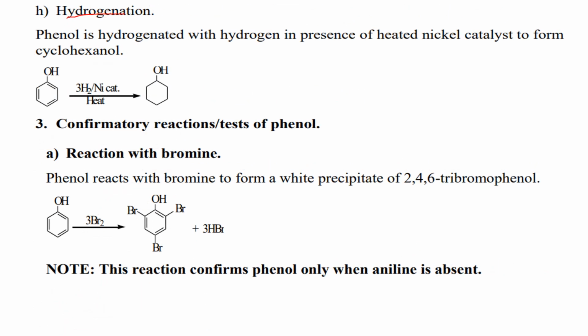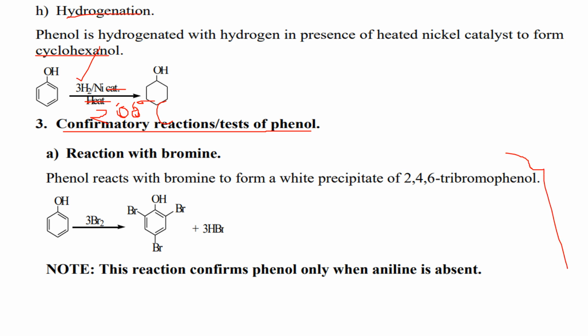We'll be looking at hydrogenation reactions. Now, phenol is hydrogenated. I told you hydrogenation of benzene occurs at 200 degrees Celsius. So it's hydrogenated with hydrogen in the presence of nickel catalyst, and you're always going to form cyclohexanol. So if you have 3 hydrogen molecules and nickel, you can neglect the word catalyst, cross out heat, and make sure that it's 200 degrees Celsius. That's the temperature we hydrogenate benzene rings at. If it's aliphatic, we hydrogenate it at 150 degrees Celsius. So always remember that. Now let's look at some of the confirmatory reactions or tests of phenol.